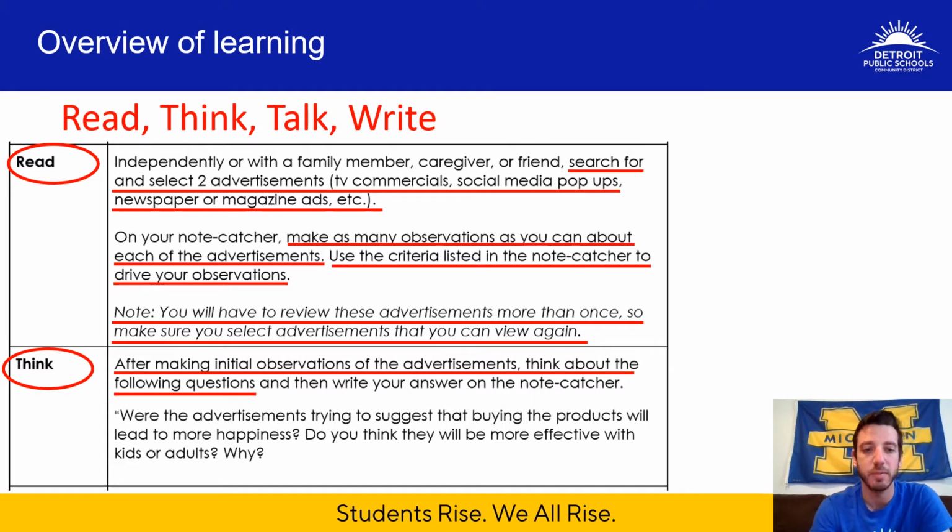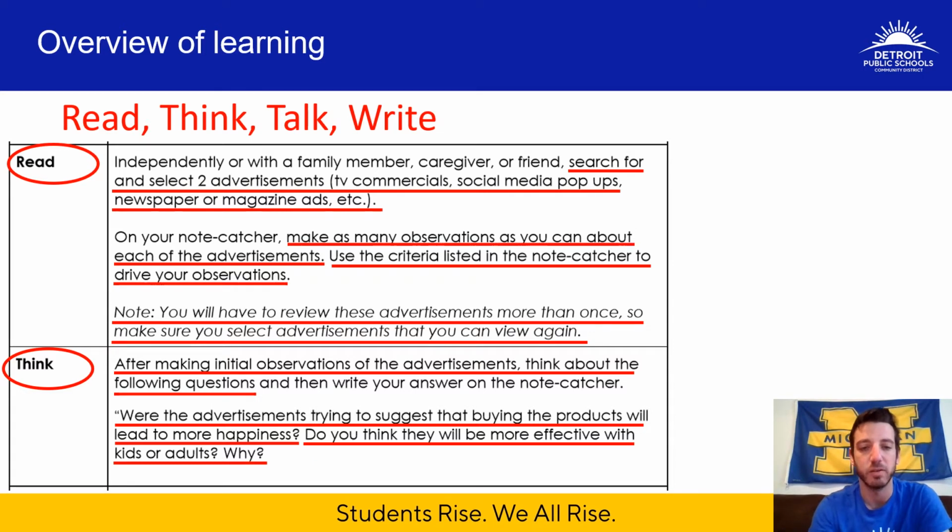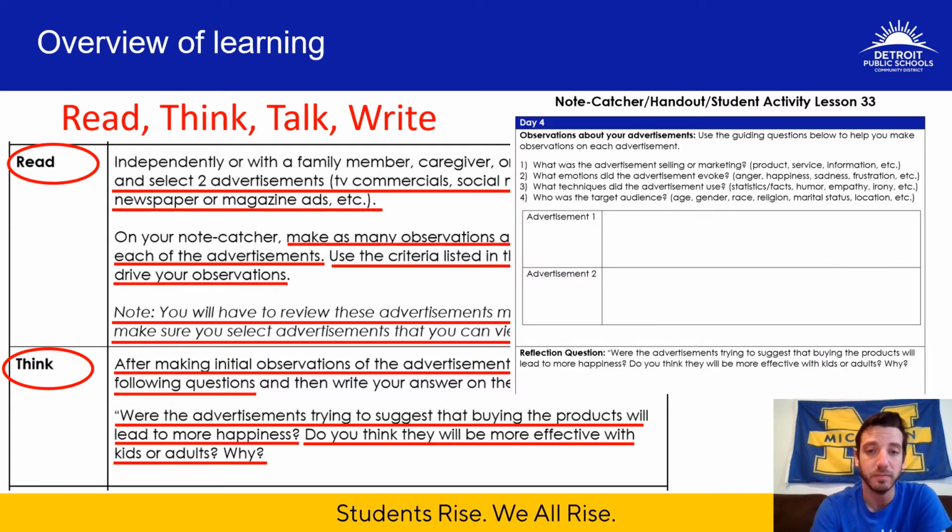For the Think section, so after making initial observations of the advertisements, think about the following questions. Were the advertisements trying to suggest that buying the products will lead to more happiness? Do you think they will be more effective with kids or adults? Why? So you really got to determine were those advertisements trying to suggest that if you buy that product, it will lead to more happiness? And do you think that the advertisement will be more effective with kids or adults? Why or why not? Or just why?